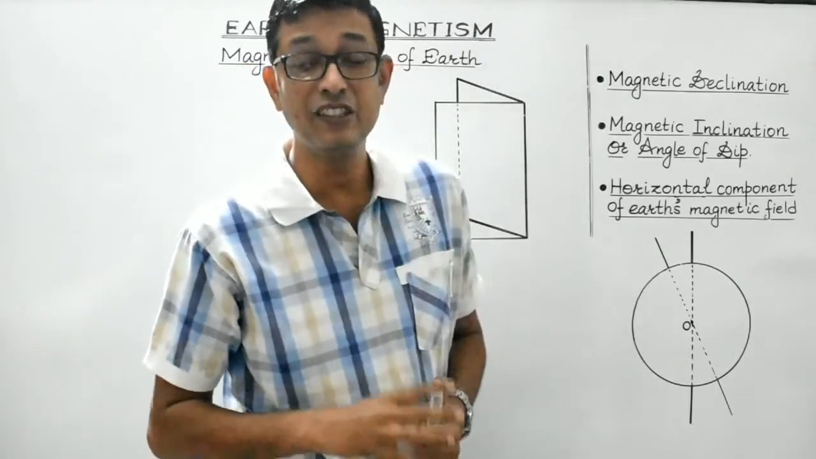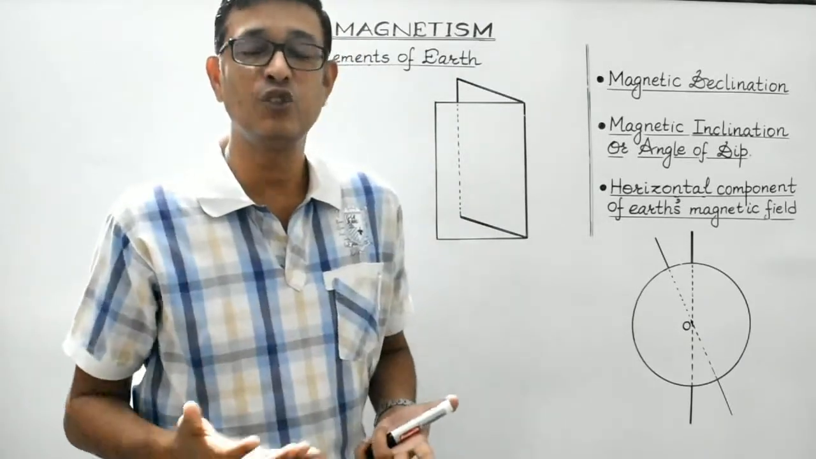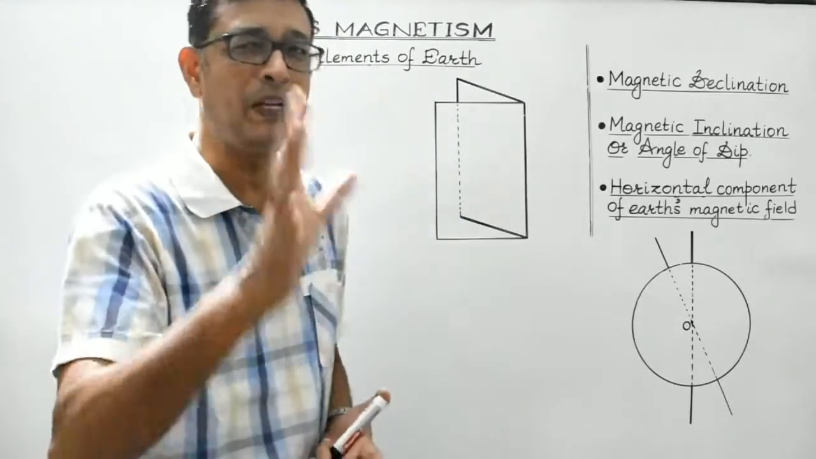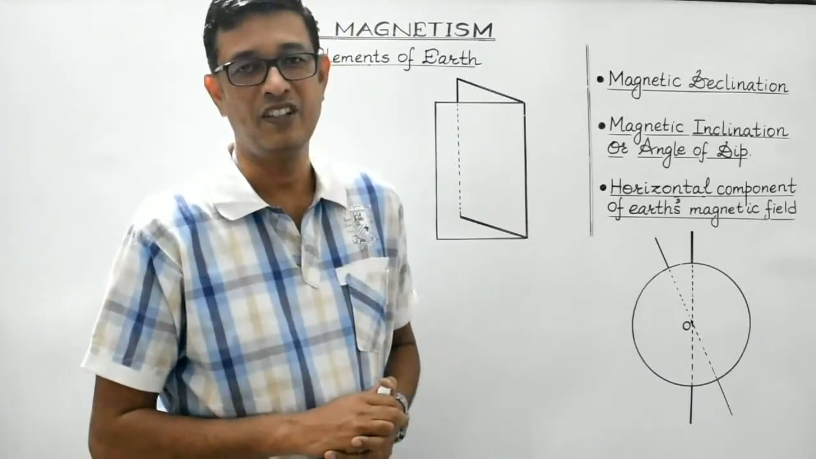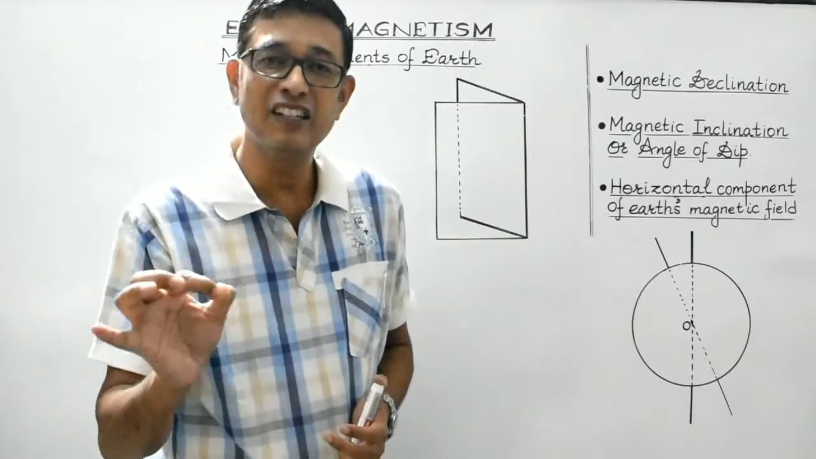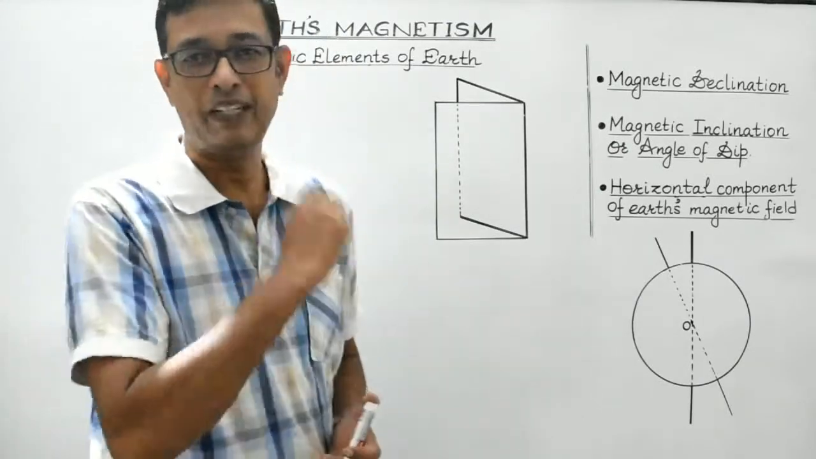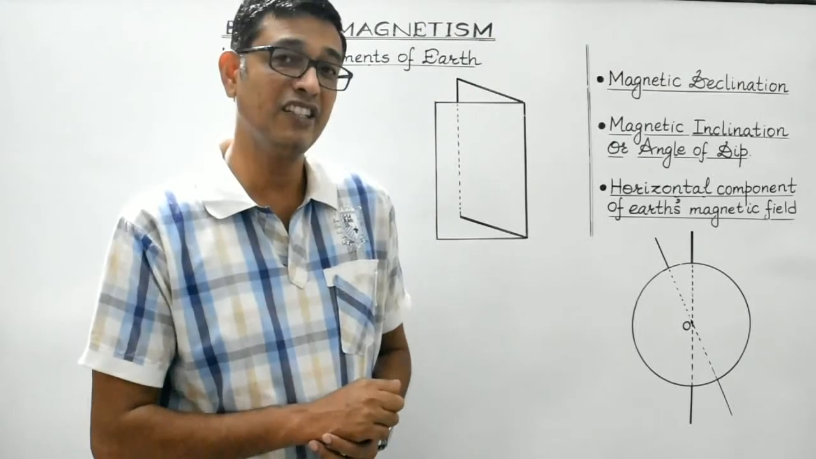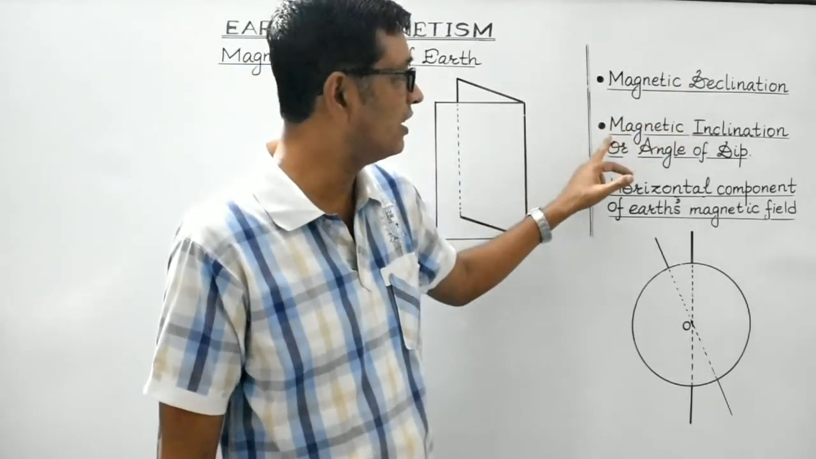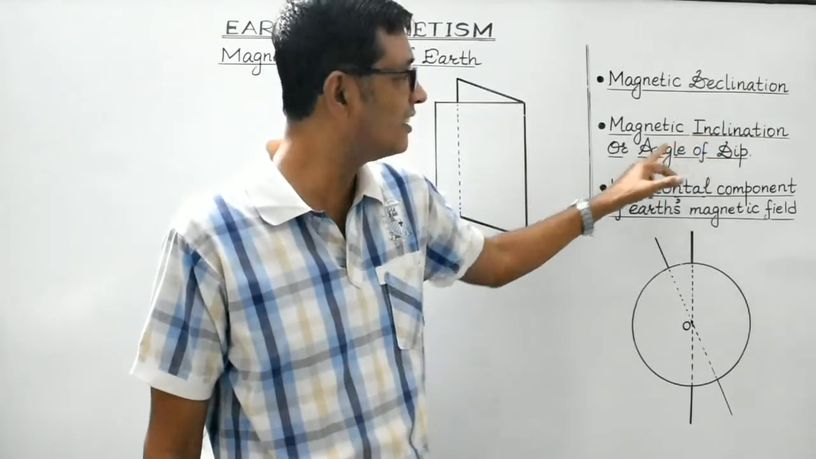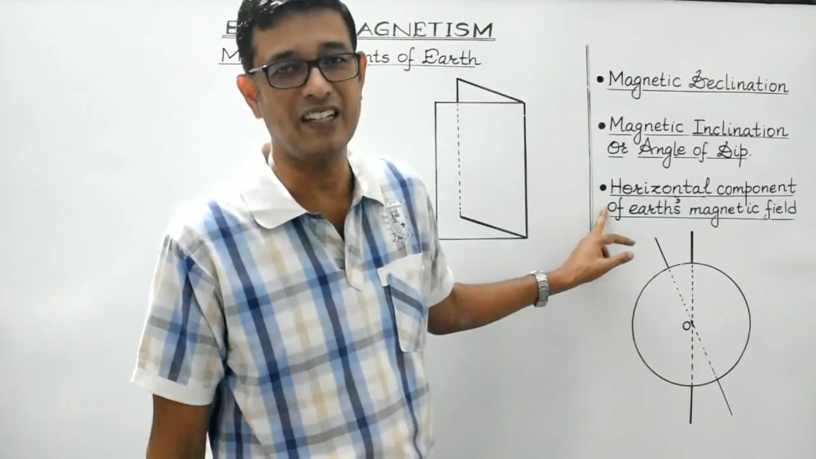So students, magnetic elements of Earth are basically physical quantities. These are three physical quantities which we require to describe the Earth's magnetic field completely. Completely means both in magnitude as well as direction. So what are magnetic elements of Earth? These are the quantities which we use to describe the Earth's magnetic field completely. Right? And there are three magnetic elements of Earth. The first one is magnetic declination. The second one is magnetic inclination, also known as angle of dip. And the third one is, students, the horizontal component of Earth's magnetic field.